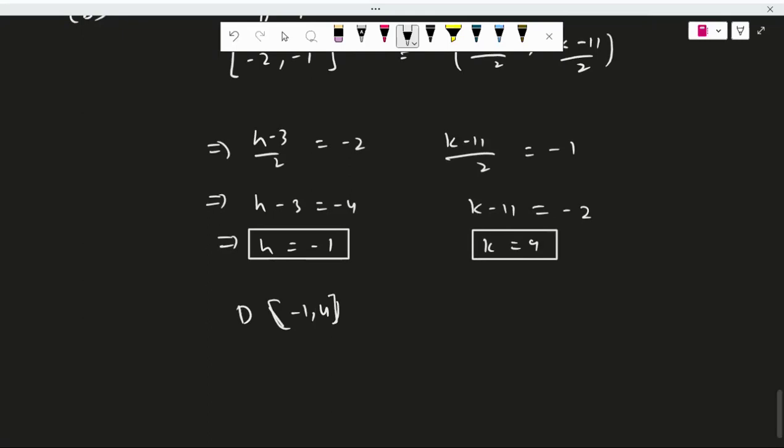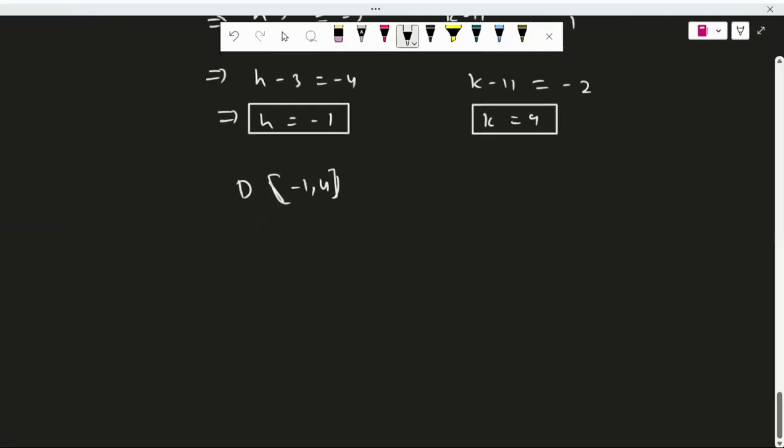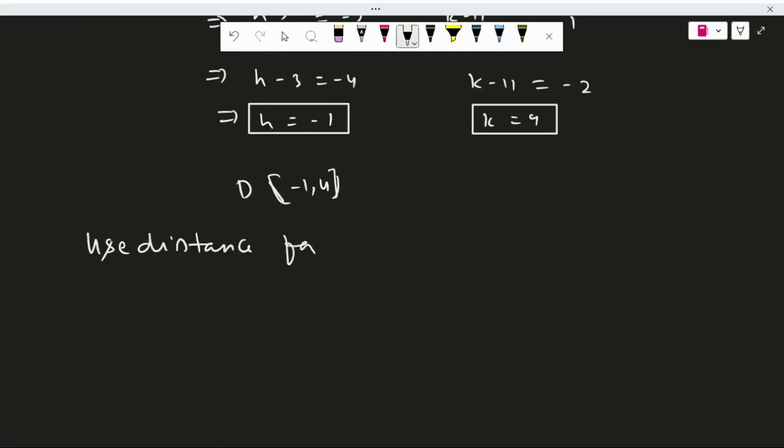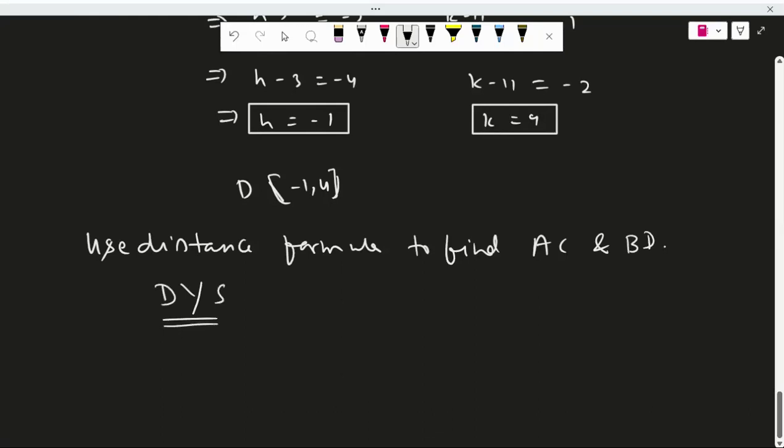Find the length of diagonals AC and BD. So you need to use the distance formula. I will just give you the hint: use the distance formula to find AC and BD. Can you do it yourself, Rajveer? You just need to use the distance formula to get AC and BD.